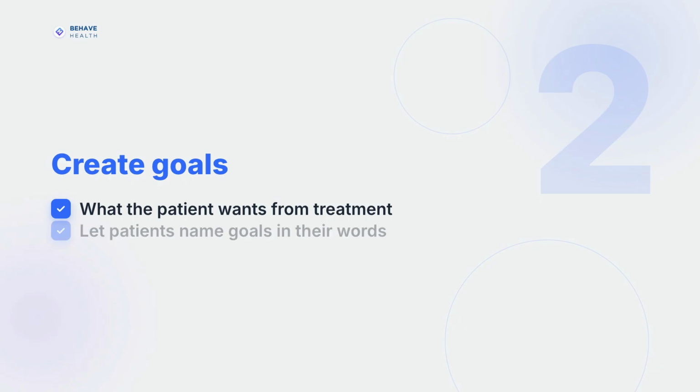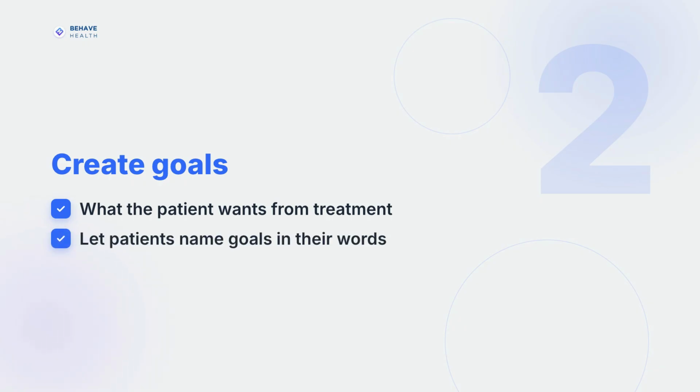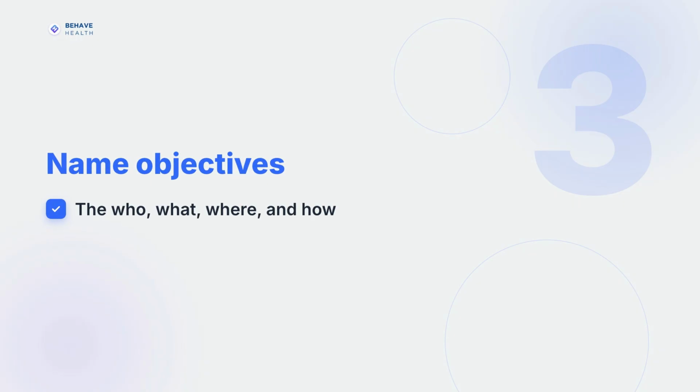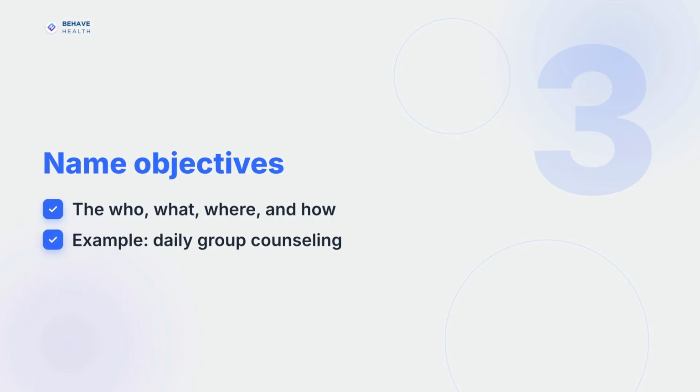Step 2. Create goals. Goals describe the desired outcome of treatment. For example, the patient may want to achieve sobriety from alcohol and improve the self-esteem issues driving their depression. Have the patient name their goals in their own words and write those down exactly. Step 3. Name objectives. Objectives are what the patient will do to reach their goals. Objectives are the nuts and bolts, the who, what, where, and how of the patient's journey through treatment. For instance, one objective might be for the patient to attend daily group counseling sessions.